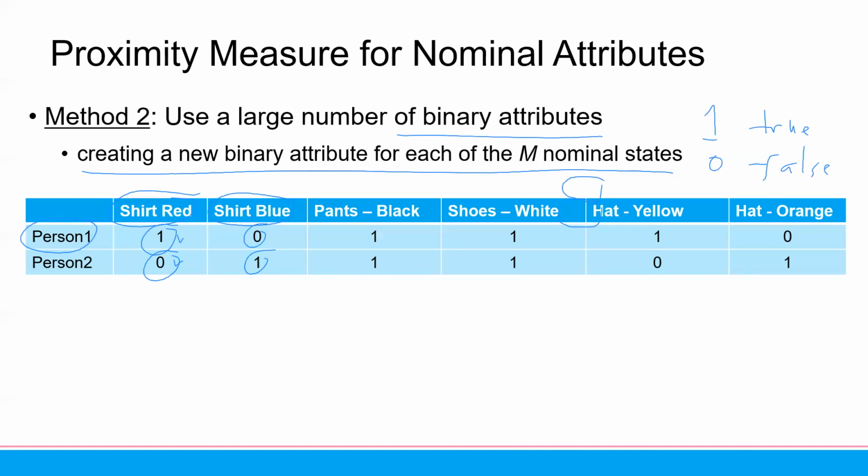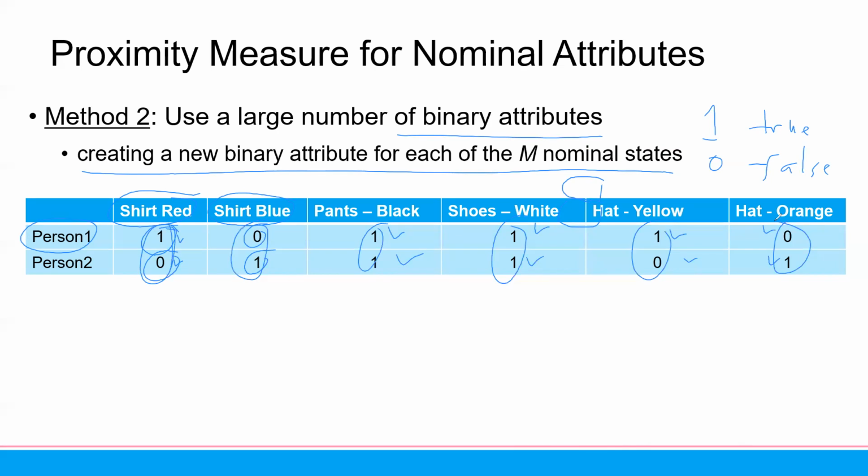We can have the 0, 1, 0, 1, and so on, and we can match them with each other. Doing this with binary is easier to calculate. 1 and 0, it does not match. 0 and 1, it does not match. 1 and 1, it matches. 1 and 1, it matches. 1 and 0, it does not match. 0 and 1, it does not match.